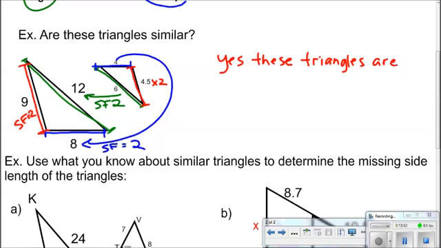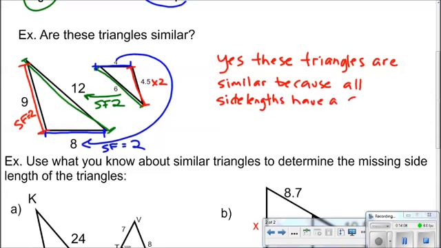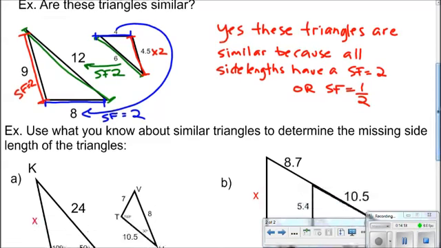And we don't even need to worry about the angles, because if the side lengths are corresponding, the angles will also be corresponding. But this only applies for triangles. Okay, so the triangles are similar because all the side lengths have a scale factor of 2. Or if we wanted to think of the other direction, we could say the scale factor is 1/2. So you need to make a statement like this at the end of your work.